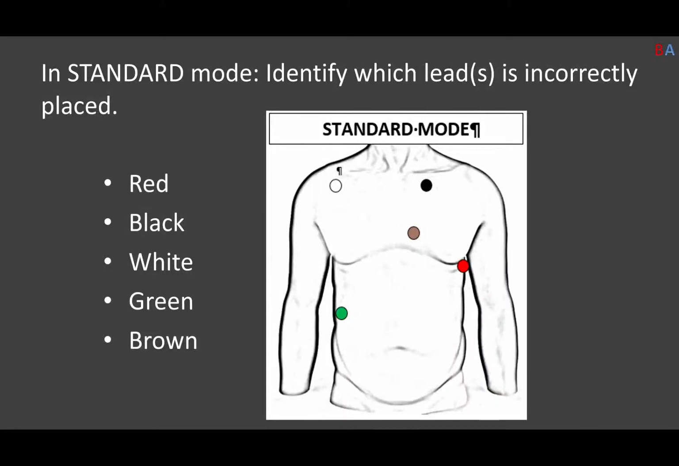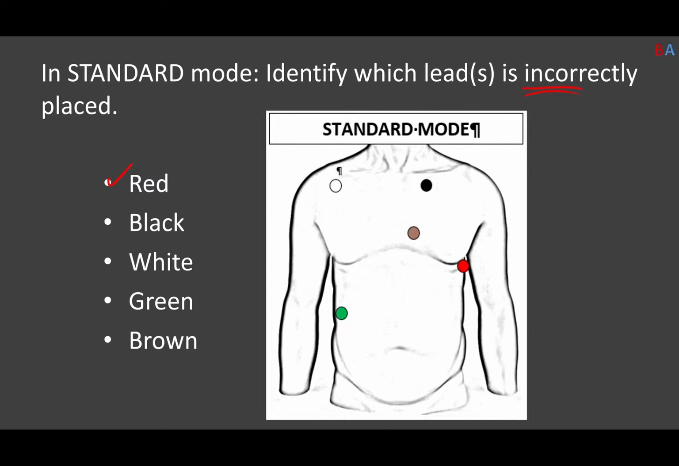In standard mode, identify which lead or leads is incorrectly placed. So which ones are not where they belong? And if we just walk through these, for standard mode, that red one is way too high. It needs to be lower, on the same level as the green one.